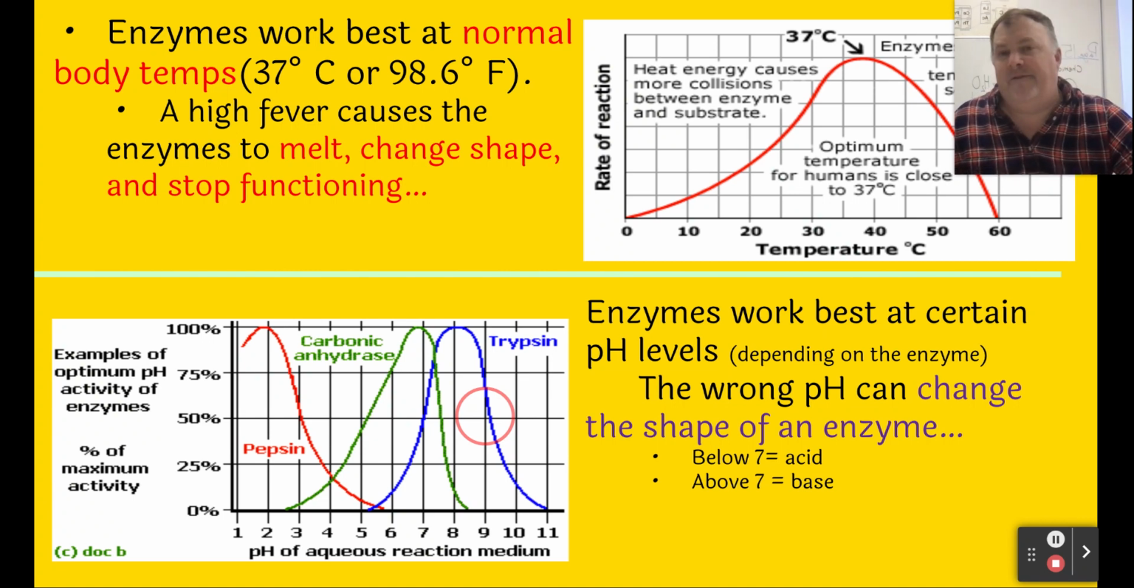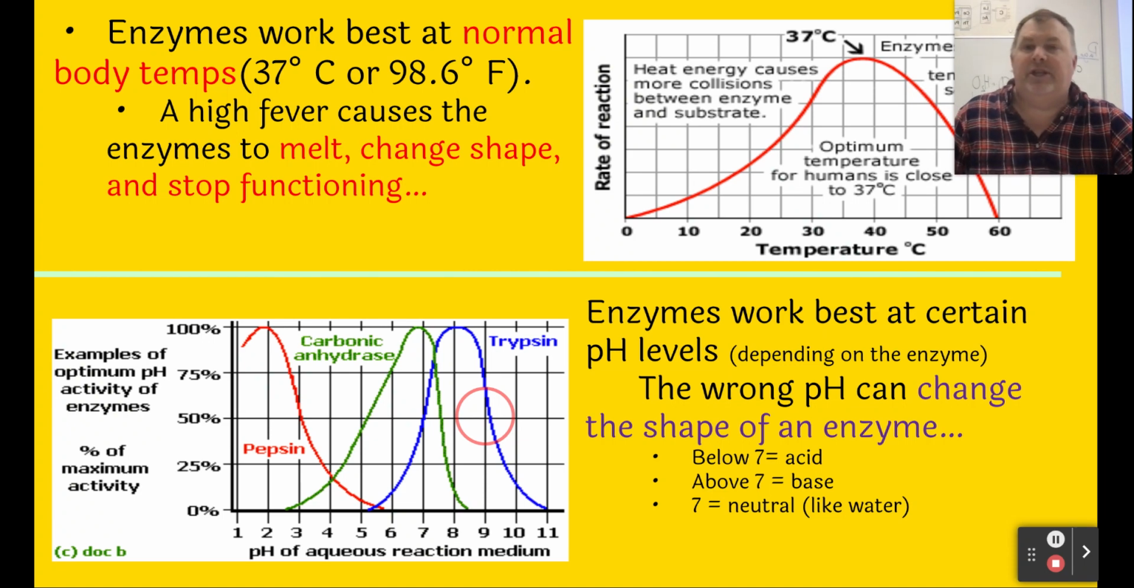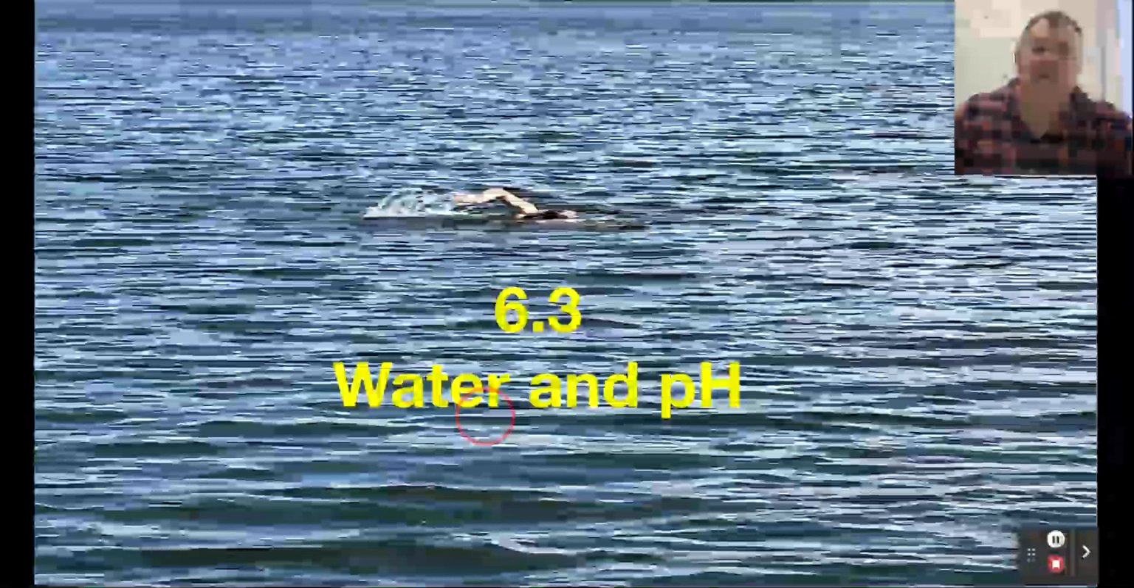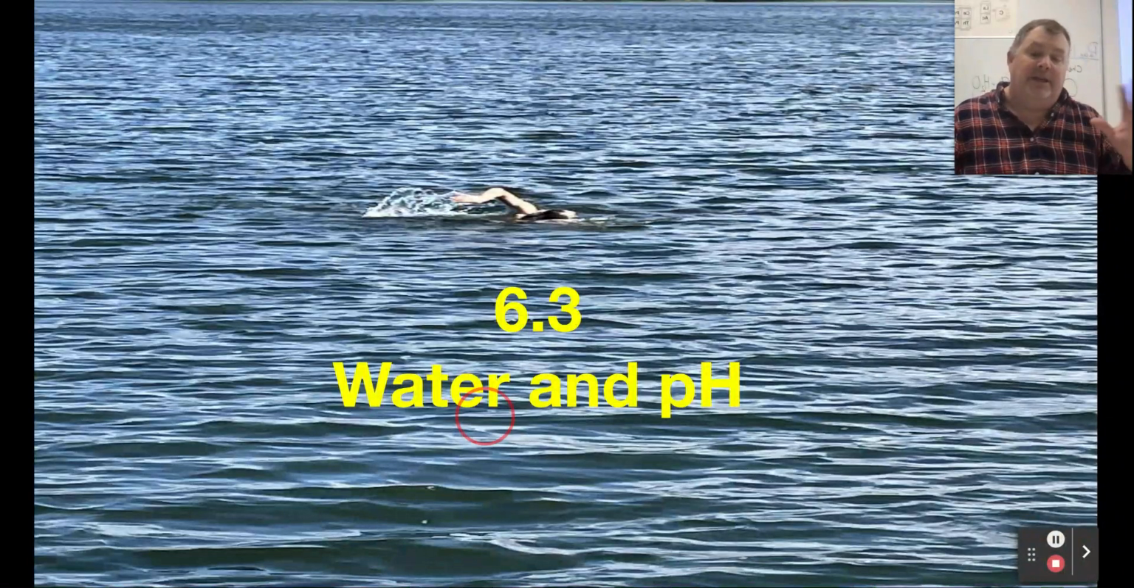Remember that a pH of 7 is around neutral. Anything above or below that would be a base or an acid. So that's really just skimming the surface of how enzymes work and operate.